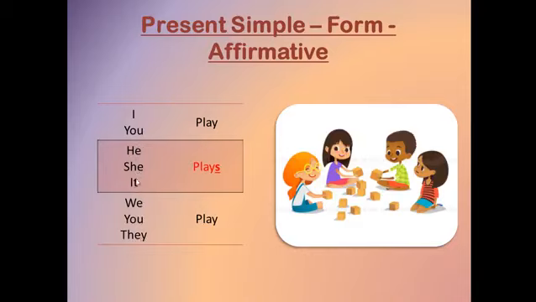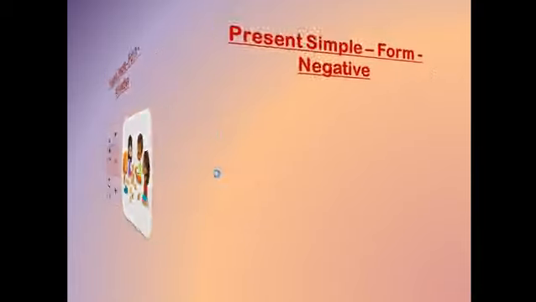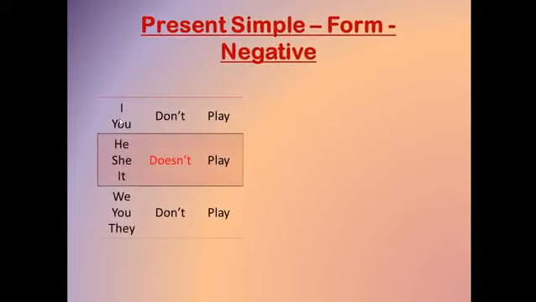But with he, she, and it, and we call them, like we said, third person singular, I have to add an s at the end of my verb. Now, if I want to form the present simple in the negative, with I, you, we, you plural, and they, I add don't, and then I add my verb. I don't play, you don't play, they don't play. But with he, she, and it, I add doesn't, and then my verb. He doesn't play, she doesn't play, it doesn't play.